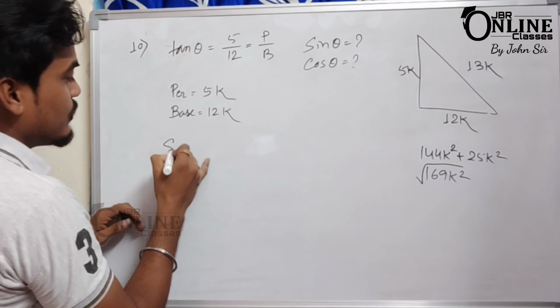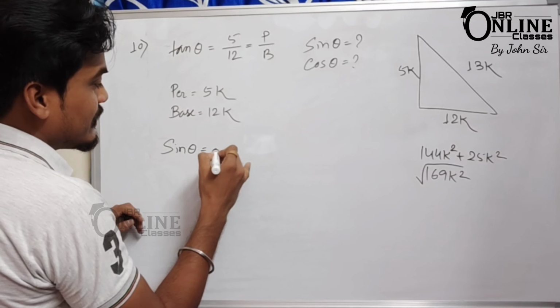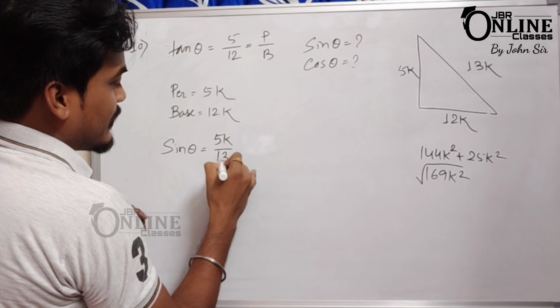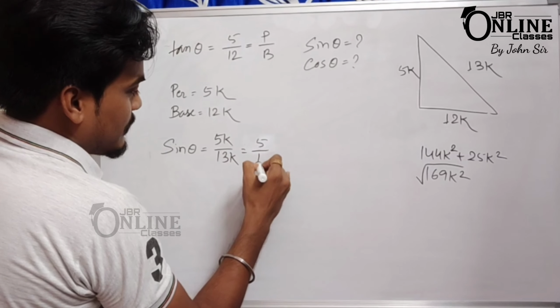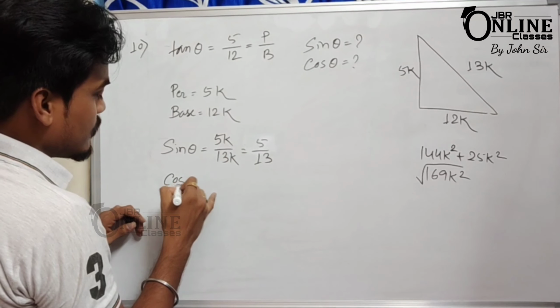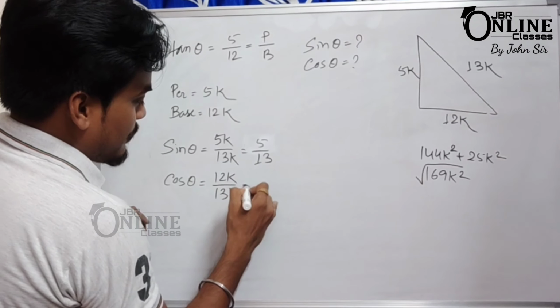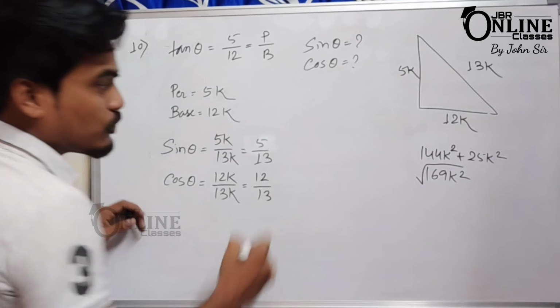Now you have to find out sin theta. That means sin theta equals perpendicular by hypotenuse. So 5k by 13k, that means 5 by 13. And next, cos theta equals base by hypotenuse. So 12k by 13k, that equals 12 by 13.